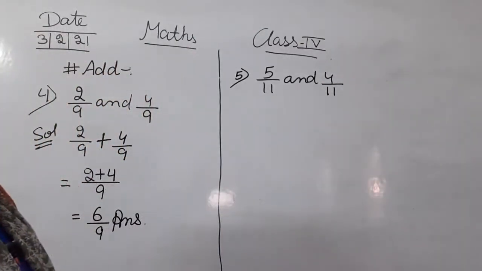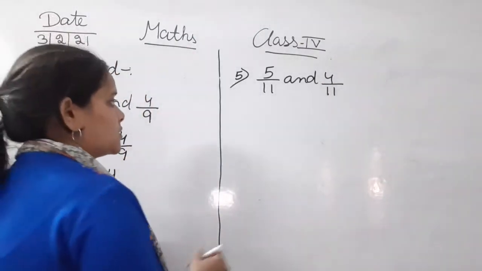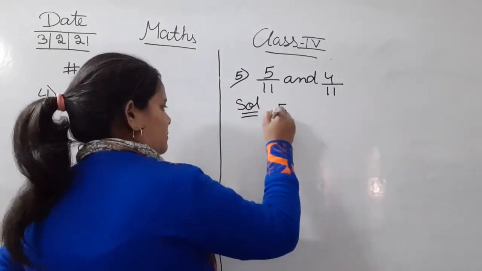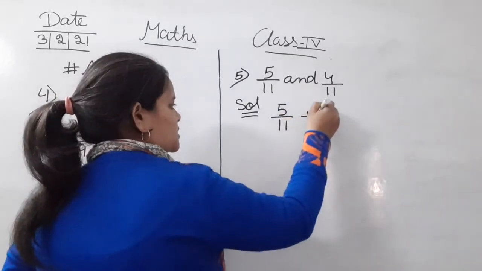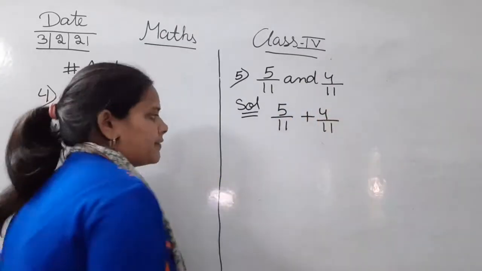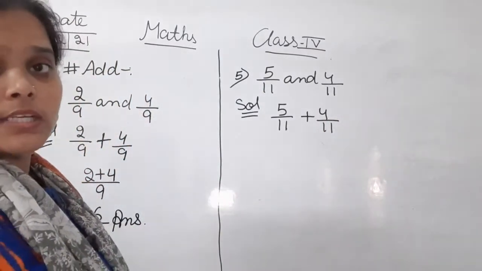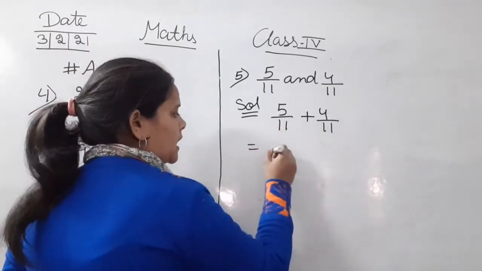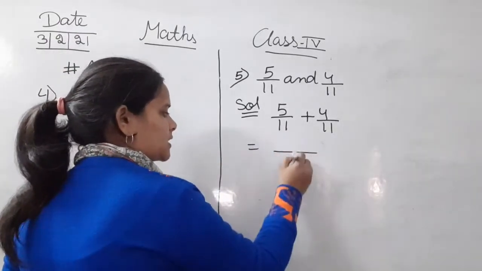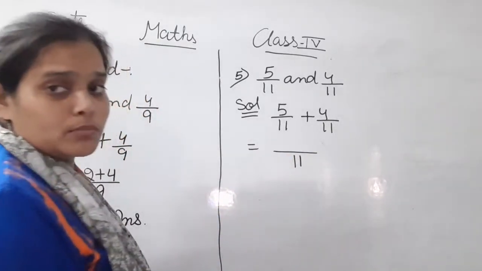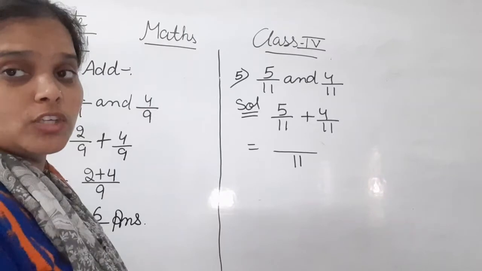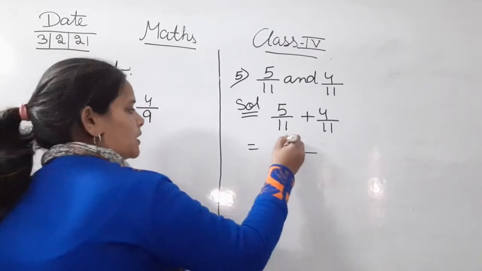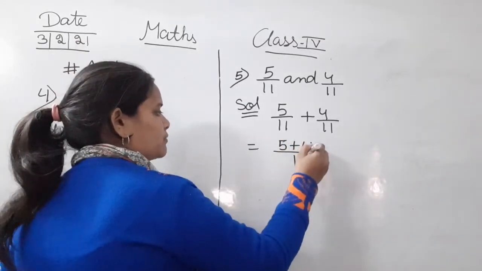So now we have to add these two fractions. Let's add them. 5 upon 11 plus 4 upon 11. Let's take the common denominator. As they both are like fractions, the common denominator is 11. They both have the same denominator, so that's why I have taken the common denominator 11.